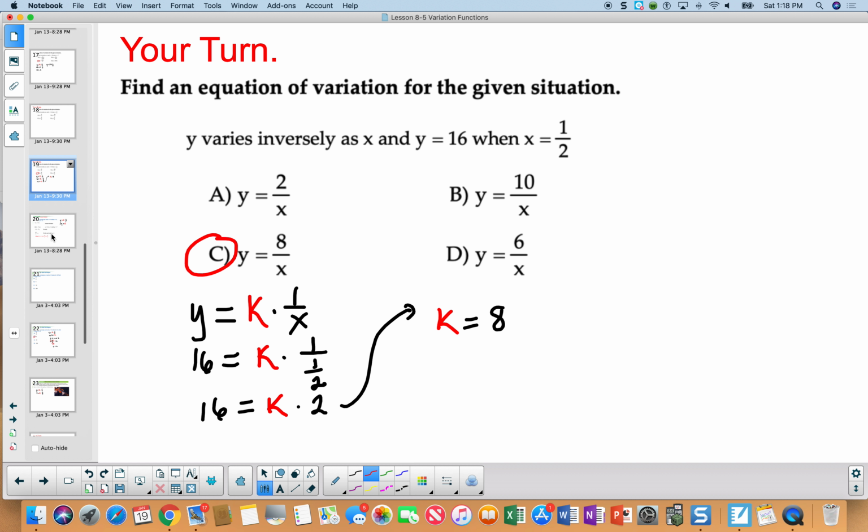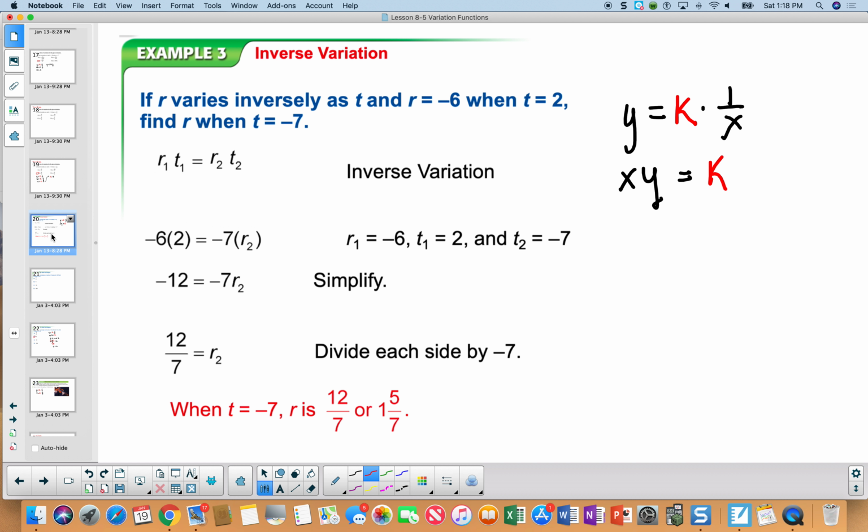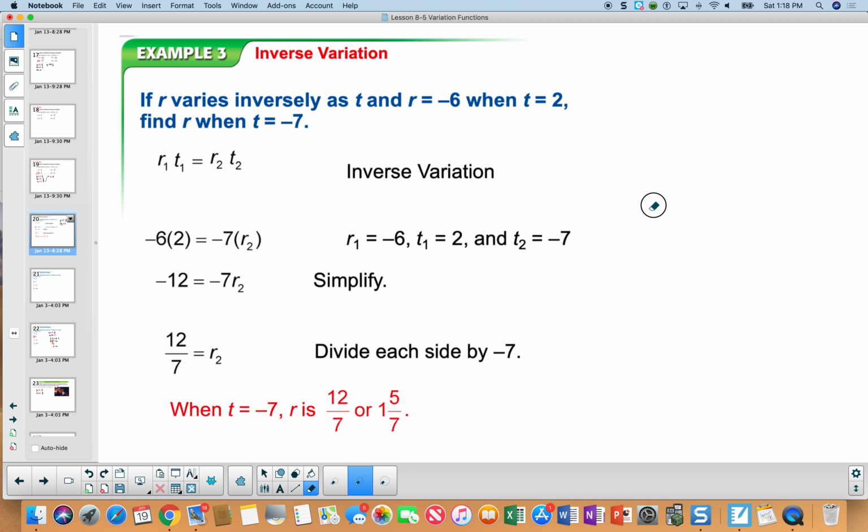And here's the answer. Let's go ahead and do a problem where we're given one point and we have to find another point. R varies inversely as t. So let me erase this and let's just use the values that they gave us. Instead of x's and y's, let's use these letters here.